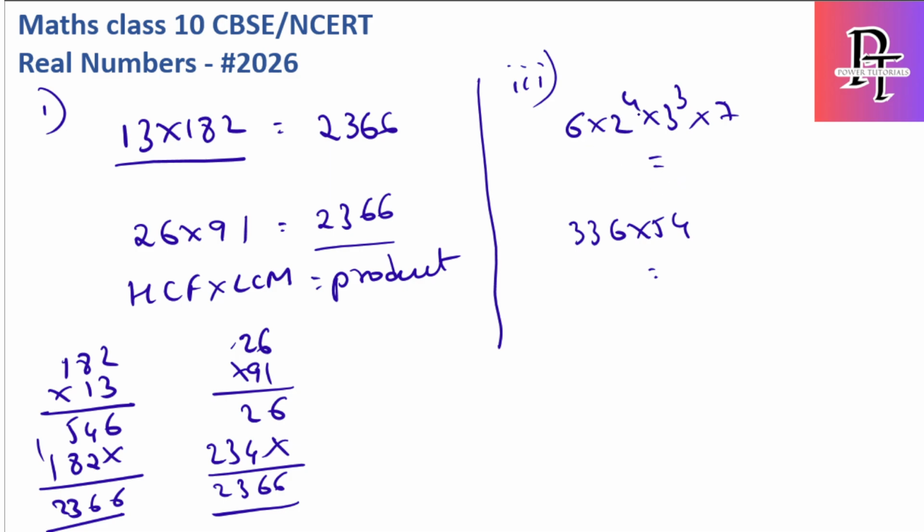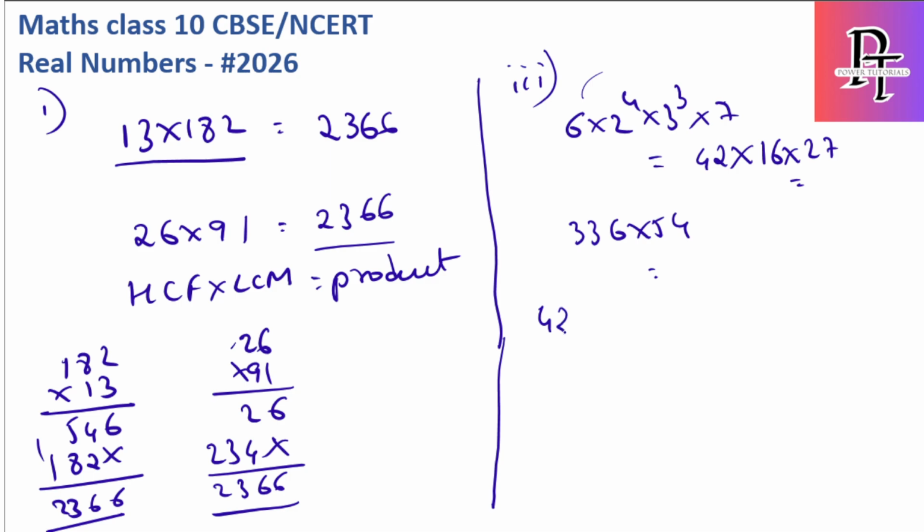6 into 2 power 4, 2 power 4 is 16, into 9 into 7. So 6 into, okay, this is all right, it is 42 into 16 into 27. So these three I need to multiply, and then need to multiply these two to get both as same. I'll multiply one by one.